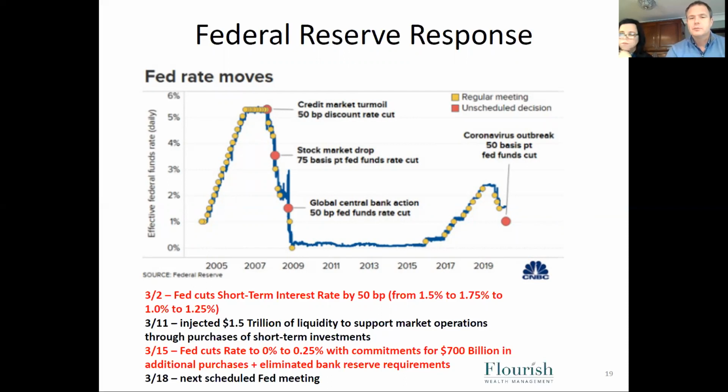So really the Federal Reserve has been less about what's going on in the market. It's been all about how do we help the small business owners and the other business owners out there right now and in the future.